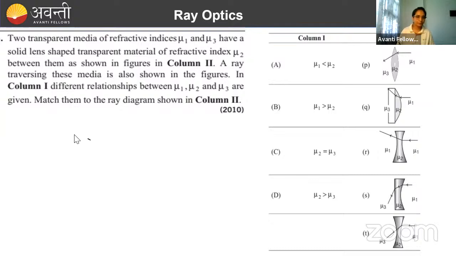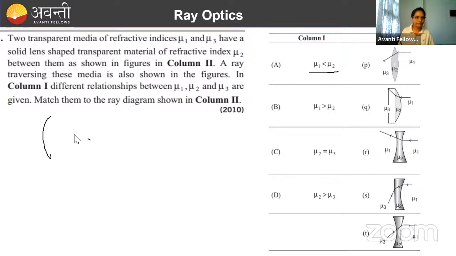Done. So you all must have gone through the question. Now, what is this? In option A, it is given that mu1 is less than mu2. So if mu1 is less than mu2, then which diagram can be true? Then how will we get to know that? We have to just deal with the curvature here.